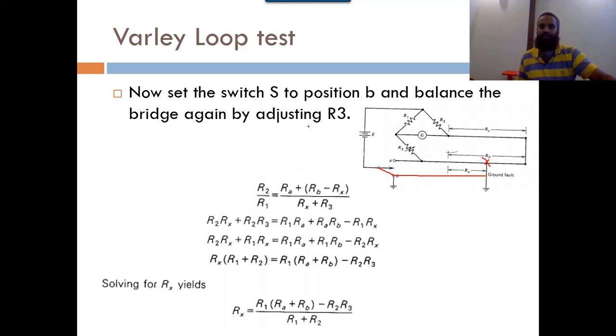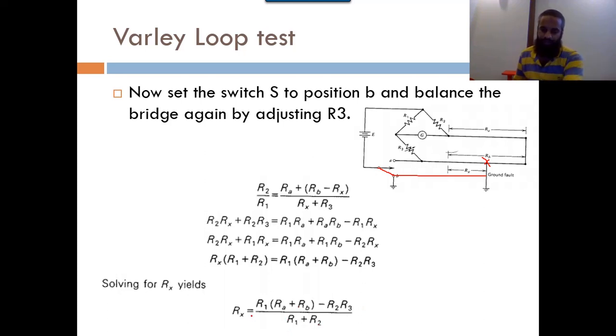When we apply the Wheatstone bridge formula, it tells us that the upper side resistance ratio, R2 over R1, is equal to the lower side resistance ratio. So R2 over R1 is equal to Ra plus Rb minus Rx divided by Rx plus R3 plus Rx. If we simplify this formula and calculate the value of Rx, then Rx is equal to R1 into Ra plus Rb minus R2 R3 over R1 plus R2.